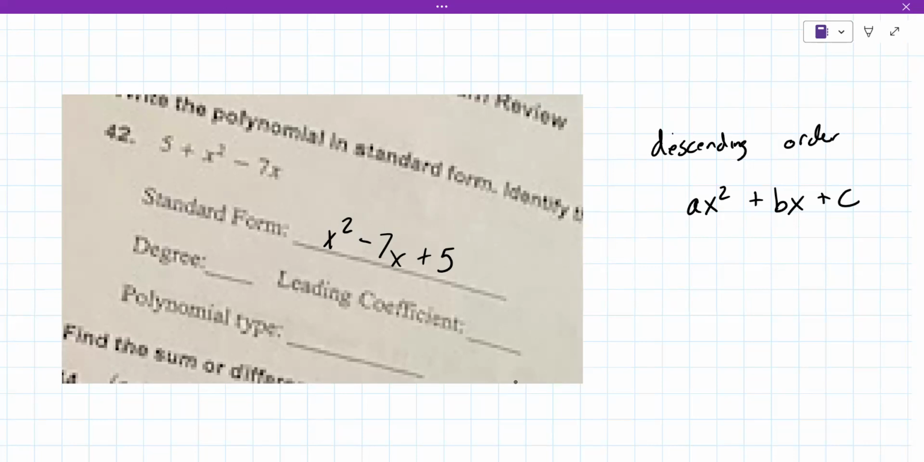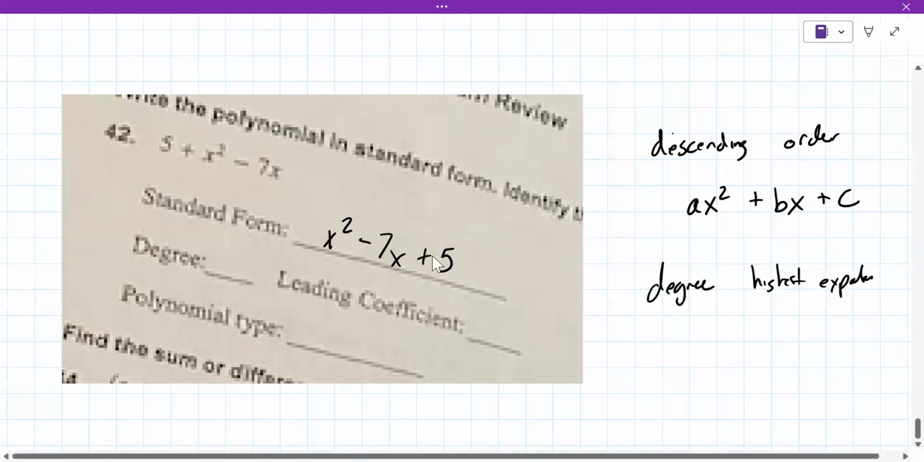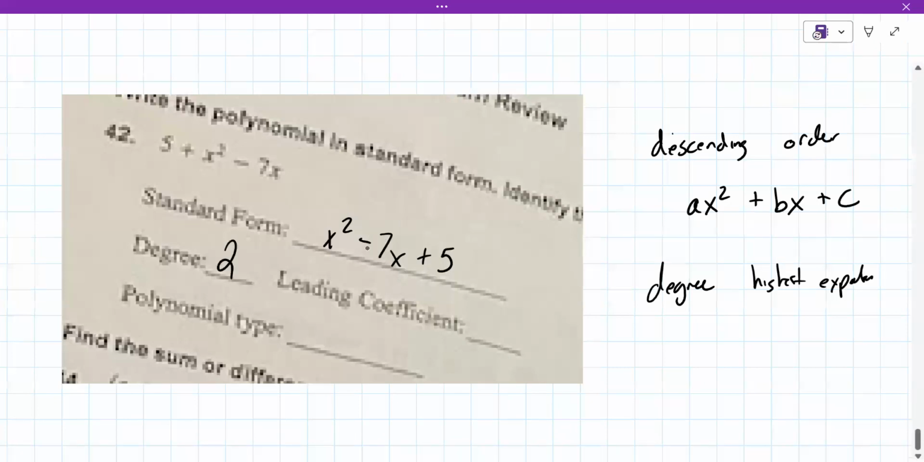Now the degree is the highest exponent. What's the highest exponent that you see here? 2. Degree of 2. That actually tells you the polynomial type. Well, I take that back. That is not true. The leading coefficient is the number in front of the leading term. What number is in front of the x squared here that you can't see? It's a 1.